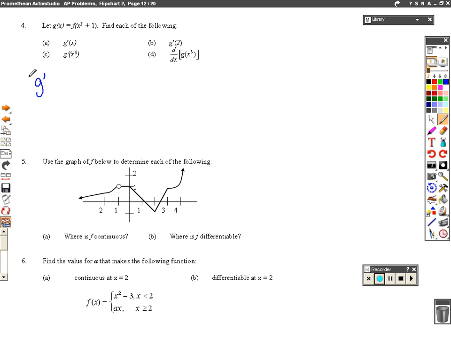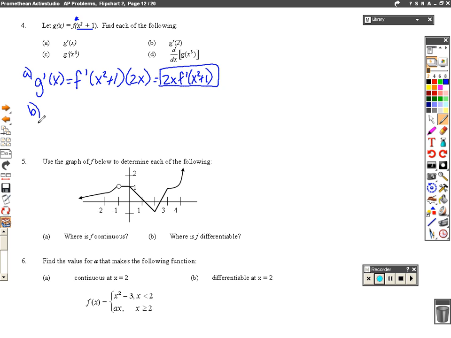So g prime, this is for A, of x is equal to, well, here's g of x, so that's just the derivative of this. So we're going to take the derivative right here, which is f. It's almost a chain rule because this is the inside and this is the outside. So f prime, keep the inside the same. Then multiply it by the derivative of the inside, which is actually 2x. So you could rewrite it like 2x f prime of x squared plus 1.